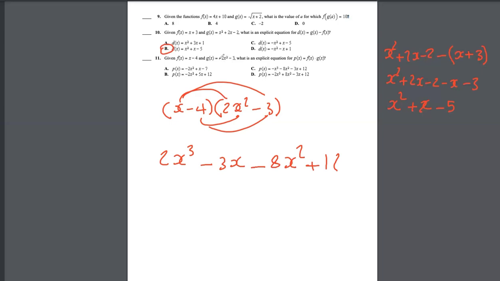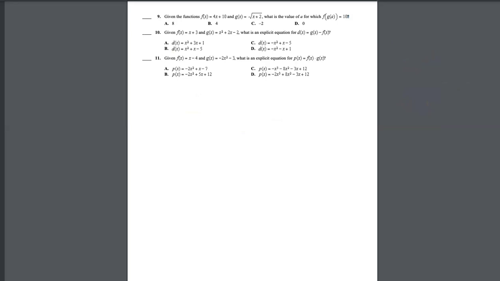Oh, there's a negative here. Sorry, I didn't see that negative. That will change things around a little bit. So x times negative 2x squared is negative 2x cubed, and then minus 3x, and negative 4 times negative 2x is going to be plus 8x squared. So it'll be negative 2x cubed plus 8x squared minus 3x plus 12, which is D. Good, good. So I'm just going to erase this.